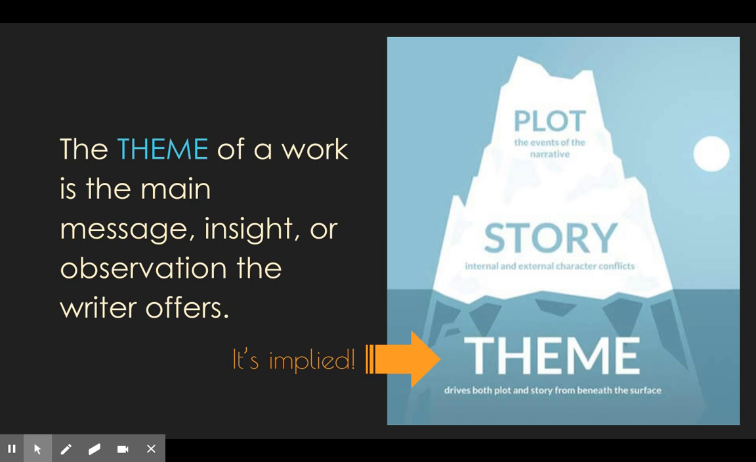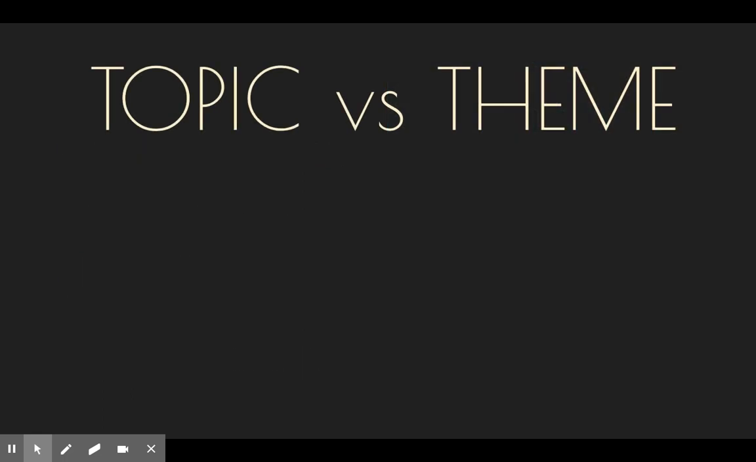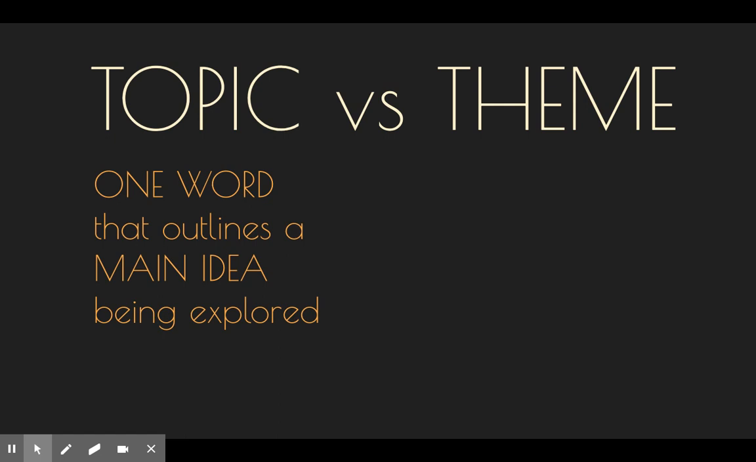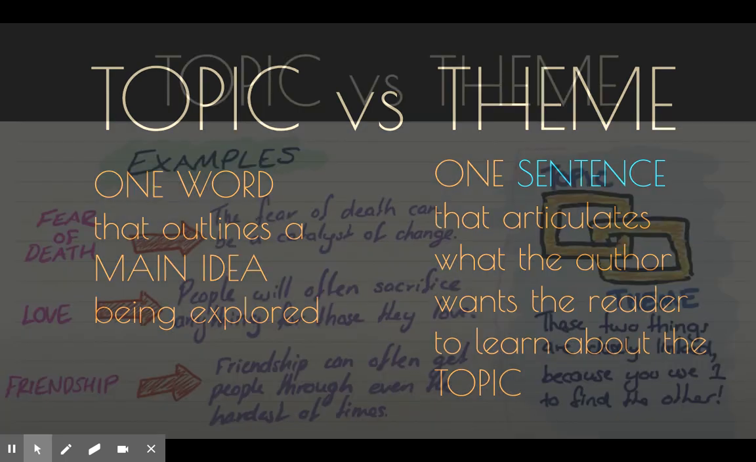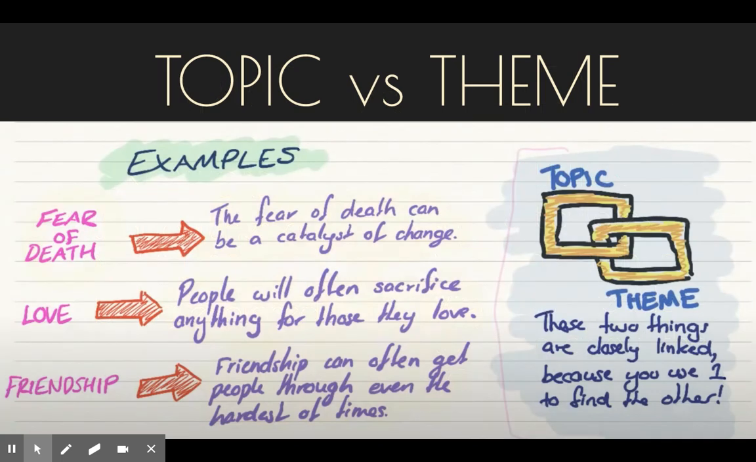The action of the story and the things that the characters are doing is how you extrapolate that theme. So the difference between a topic and a theme is that a topic is one word that outlines a main idea that's being explored. So for the example I just gave, you could say racism. Racism is a topic. A theme, though, is a full sentence that articulates what the author wants the reader to learn about the topic.